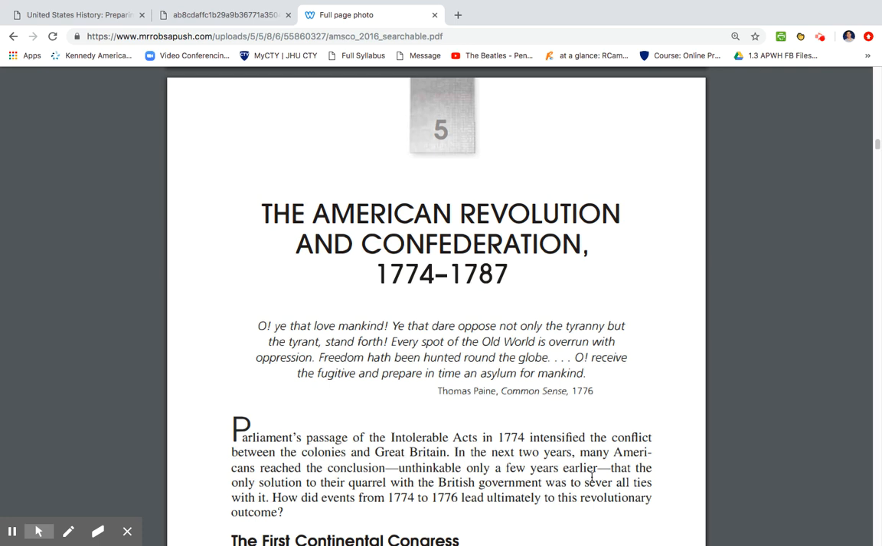The American Revolution and Confederation, 1774 to 1787.